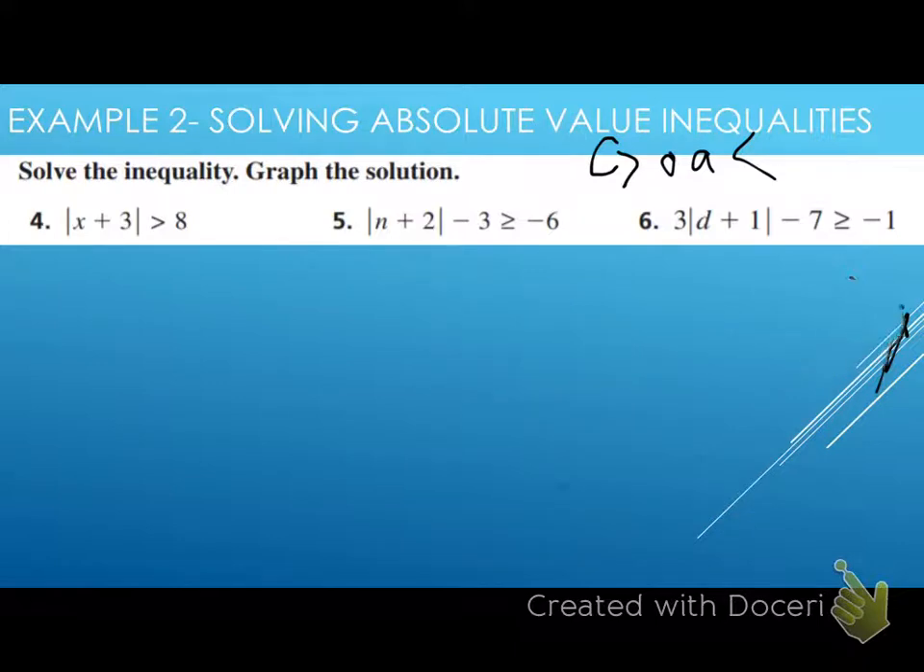Number 5. Is my absolute value by itself? No. What do I need to get rid of? The minus 3, right? How would I get rid of that minus 3? Add 3 to both sides. Negative 6 plus 3? Negative 3. All right. So I have the absolute value of n plus 2 is greater than or equal to negative 3.